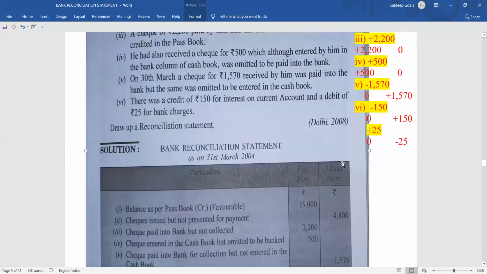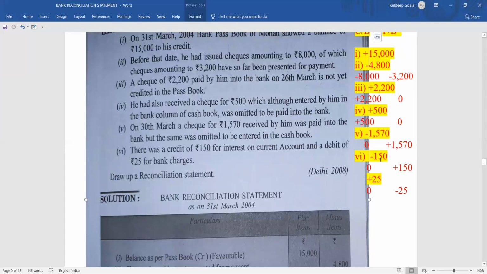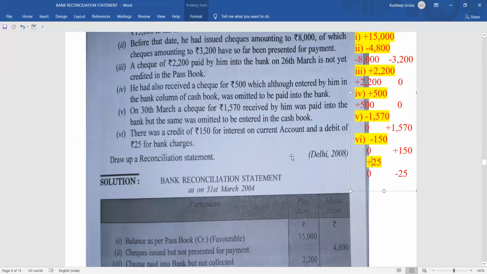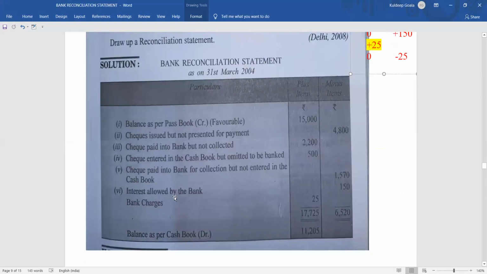Okay, then coming to the next one, it is again, first one is minus, next one is plus. Sorry, this will be plus. Yes, it is plus. Okay, first one is minus, second one is plus. So what you will do is that first of all we'll write about the minus. What will you write? Interest on current account credited but not recorded in the cash book, or you can just write down interest on current account credited. That much also if you write, that is correct. Interest credited by the bank, interest allowed by the bank, it is the same thing. How much? 150 in the minus.